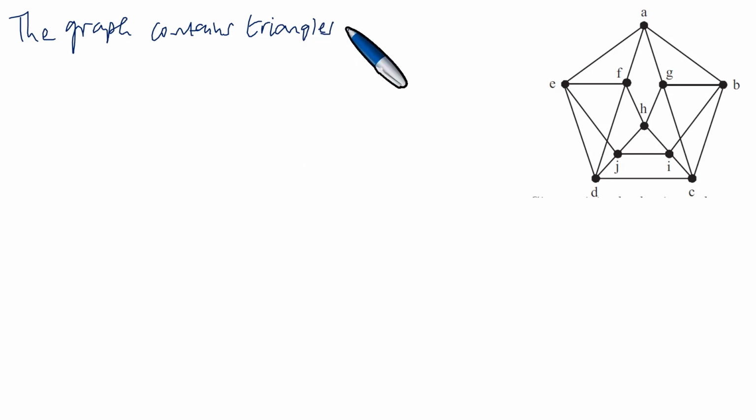The graph contains triangles, so the chromatic number is at least 3, because a triangle needs 3 different colors. The chromatic number of a triangle is 3, but here it is 3 or more because we have more than just triangles, right?